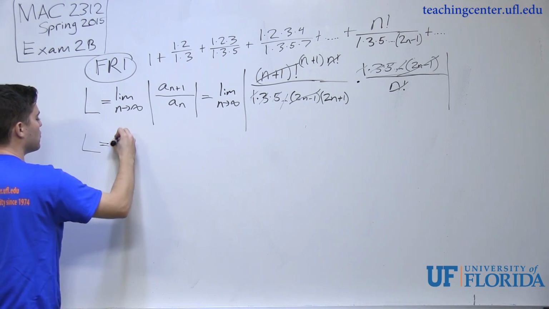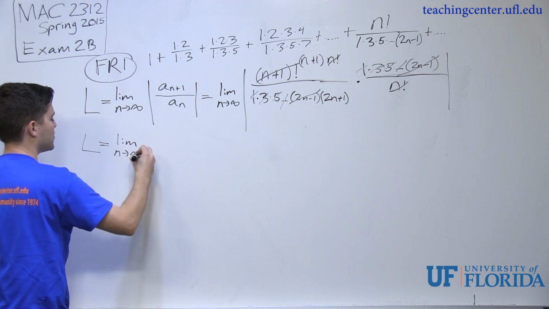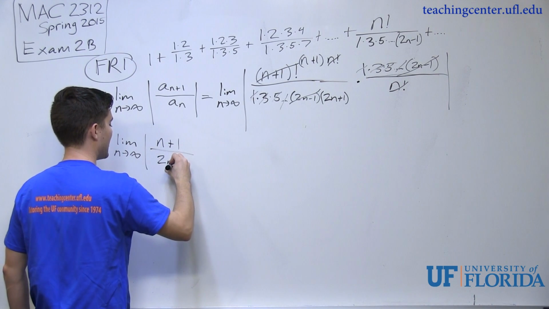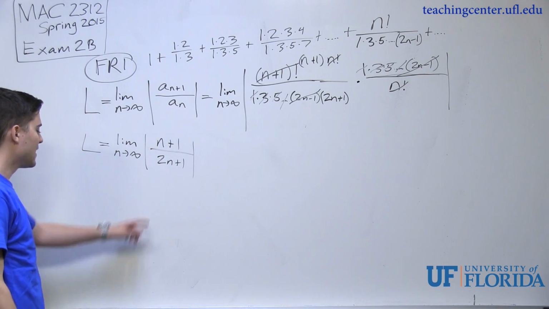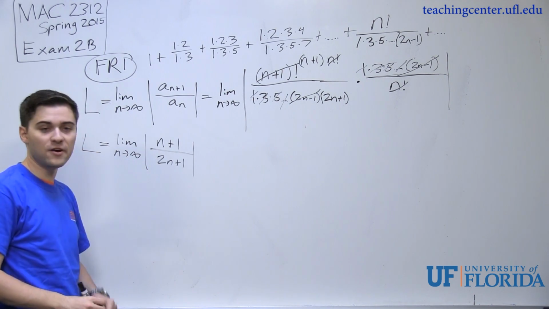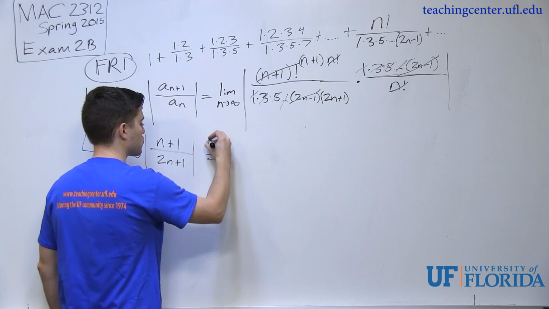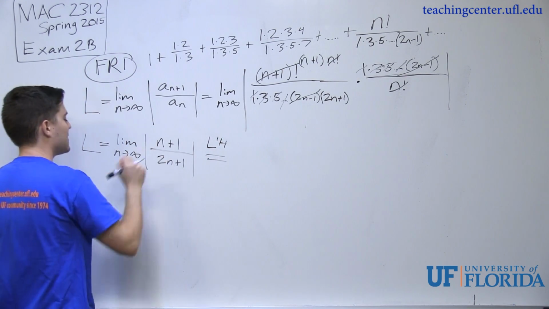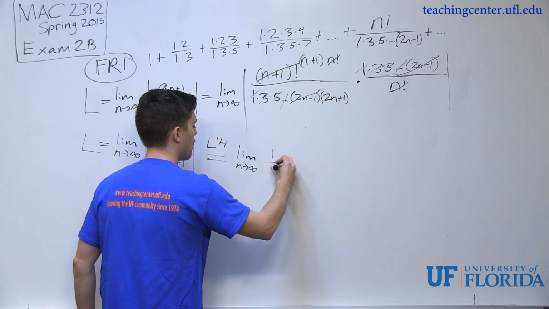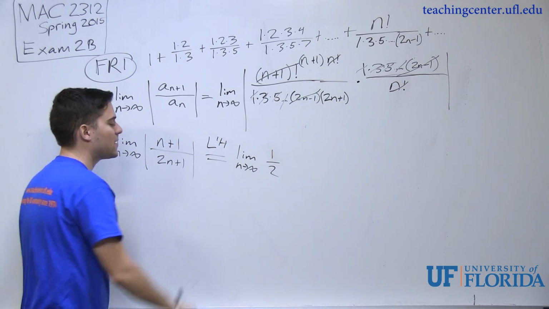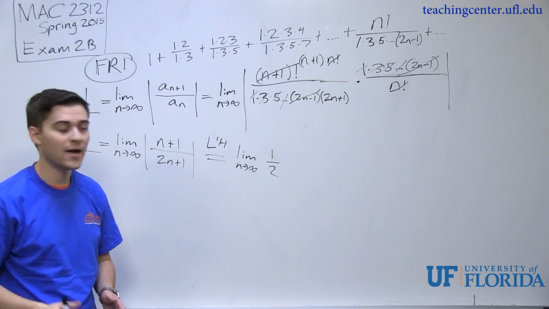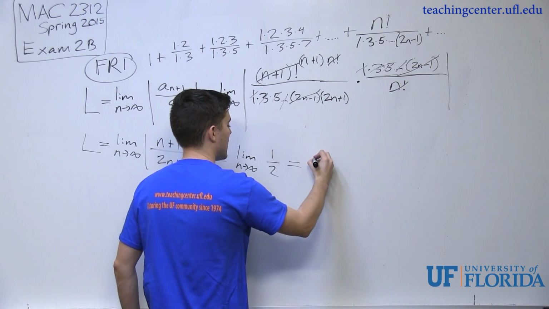So L is equal to the limit as n approaches infinity of the absolute value of n plus 1 over 2n plus 1. Now if I take the limit of that as n approaches infinity, it's actually indeterminate because of infinity over infinity. So I'm going to go ahead and apply L'Hopital's rule to that, and I end up getting the limit as n approaches infinity of 1 over 2. Now applying the limit as n approaches infinity of 1 over 2 is just 1 over 2. 1 half is not dependent on n in any way, so therefore the final answer is just 1 half for that limit.